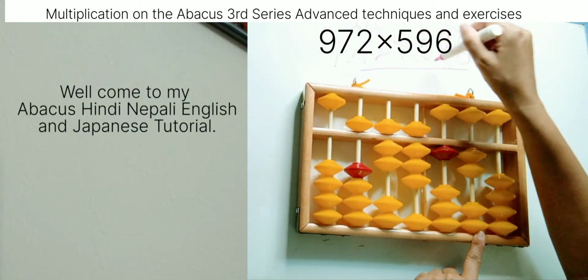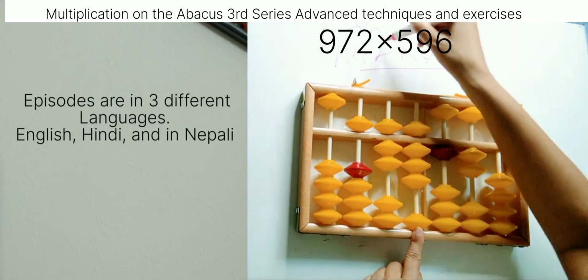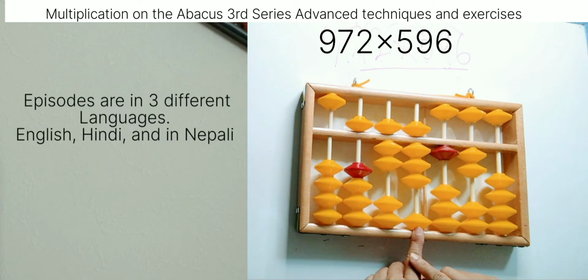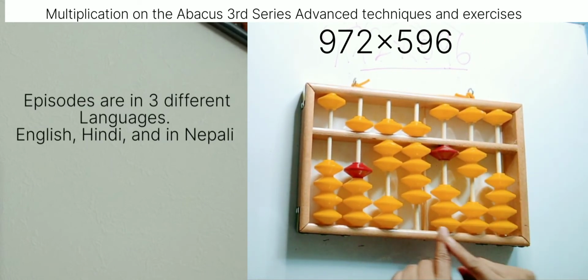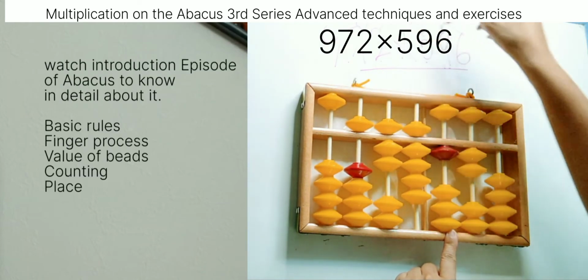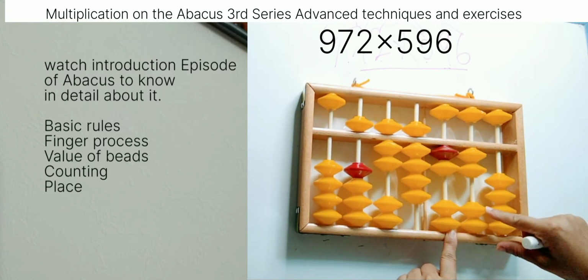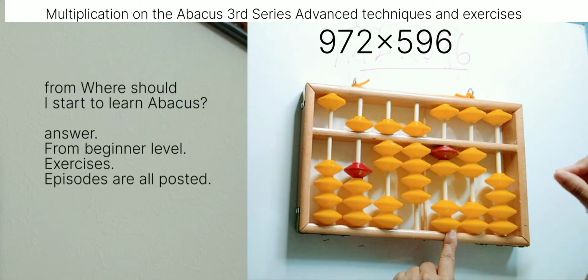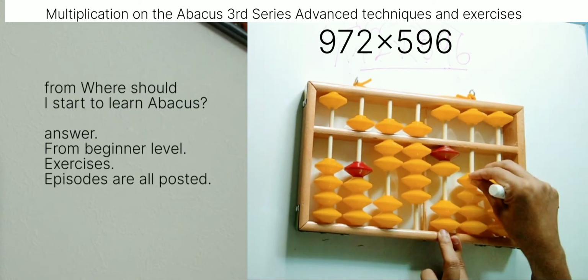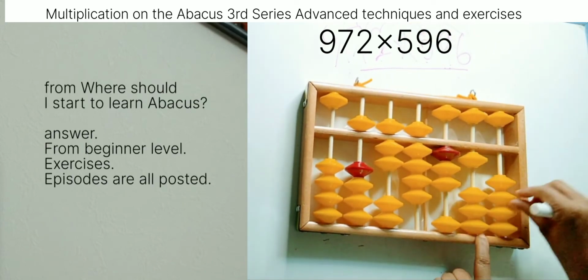Next is 2, 1 2 3 4 digits, 1 2 3 4, starting from this rod. 2 5s are 10, so 1 and 0. 0 means you don't need to do anything. Change your pointed rod. 2 9s are 18, so 1 here and 8 here, but we have only 7 beads here, so we have to borrow this one. To add 8 here, I'm going to reduce this 2 and borrow this one. Okay, and change, and 2 6s are 12, 1 and 2.